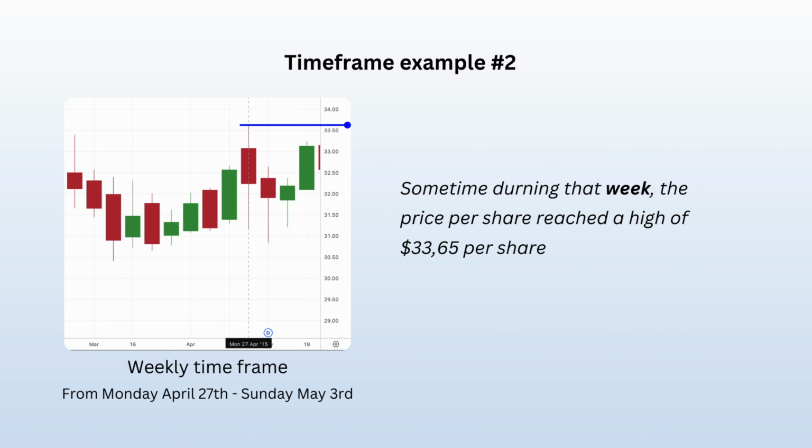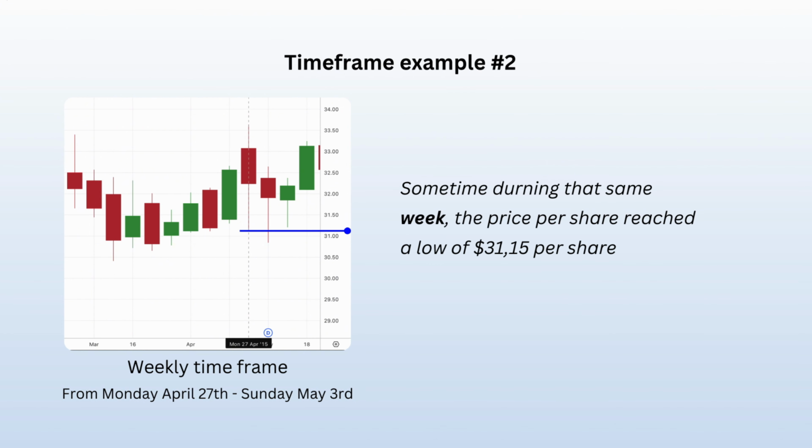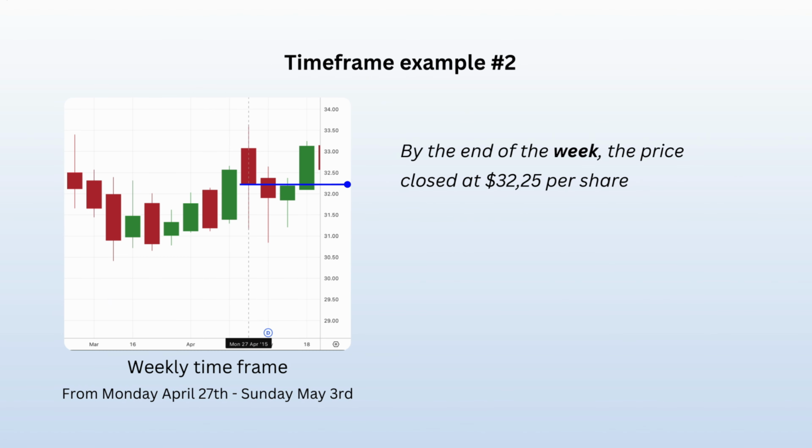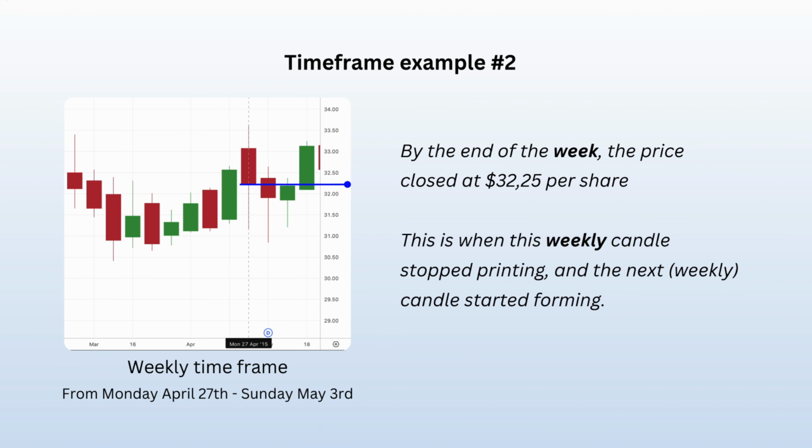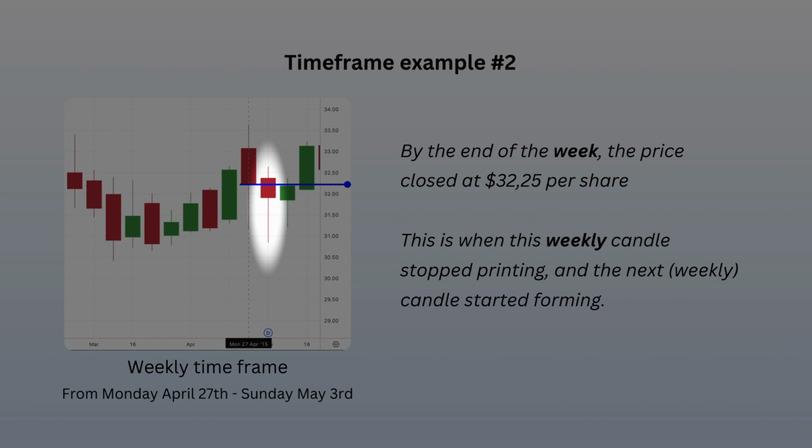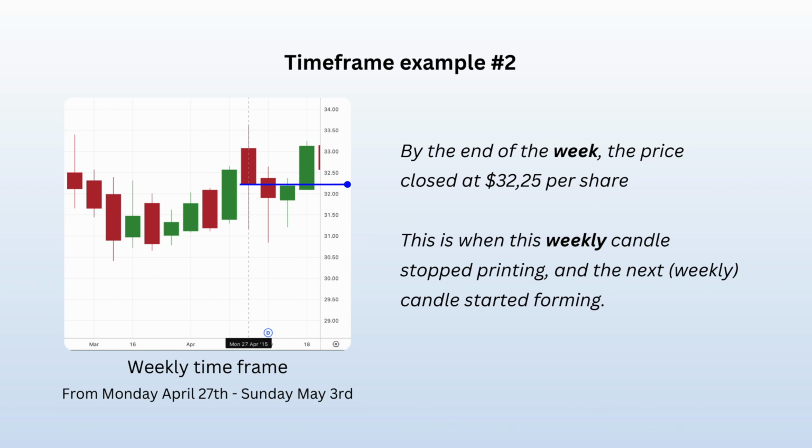Sometime during that same week, because we're in the weekly time frame, the price per share reached a high of $33.65 per share. And at some time during that same week, the price actually reached a low of $31.15 per share. And by the end of the week, the price per share closed at $32.25 per share. This is when this weekly candlestick stopped printing and the next weekly candlestick started forming, where the closing price is lower than the opening price, therefore closing as a red bearish candlestick.